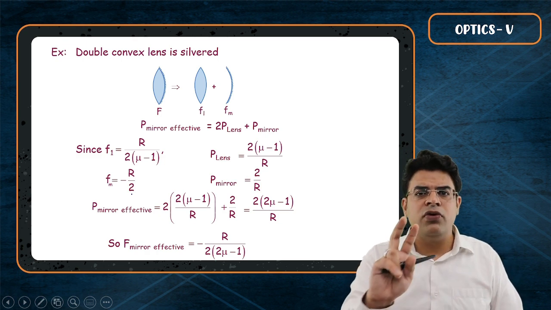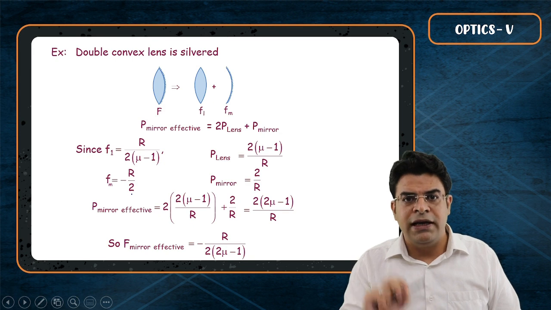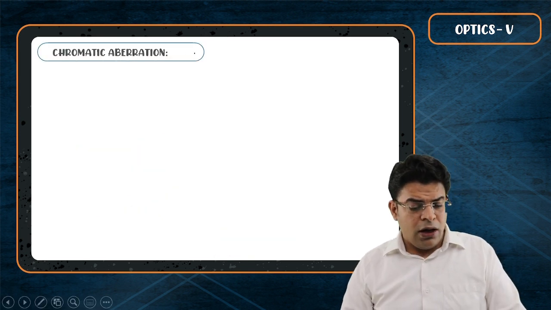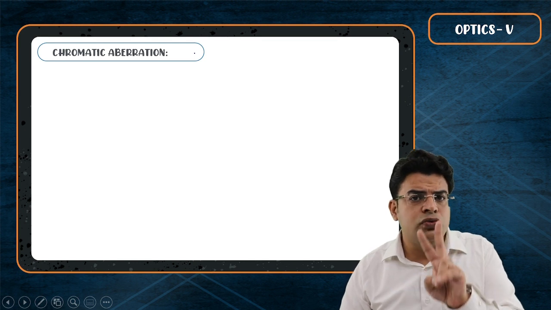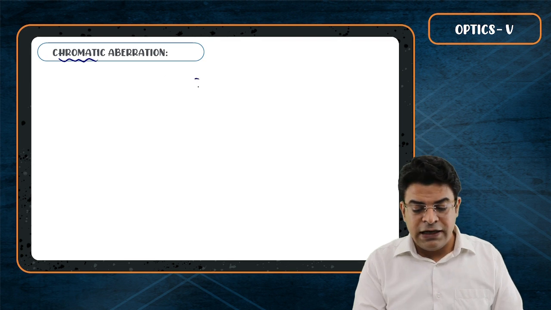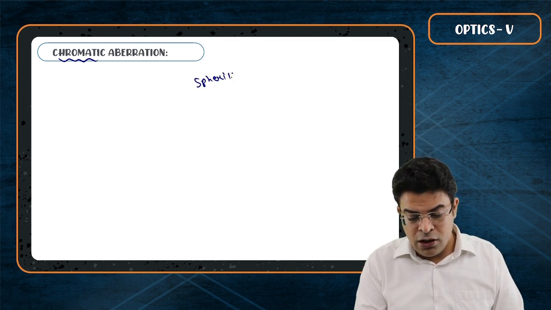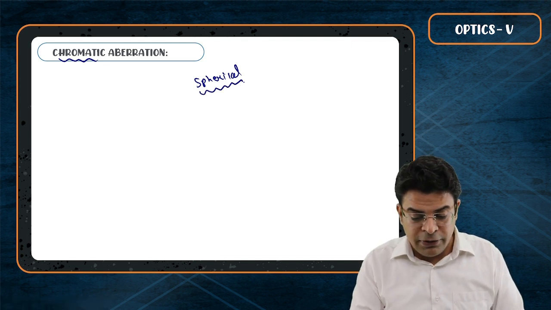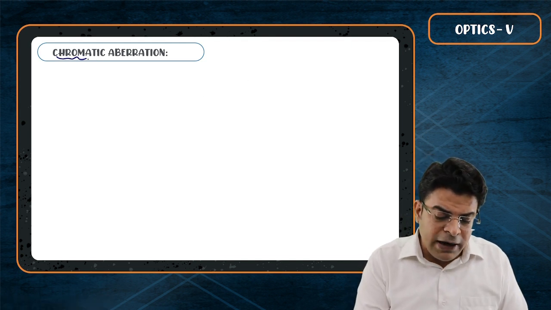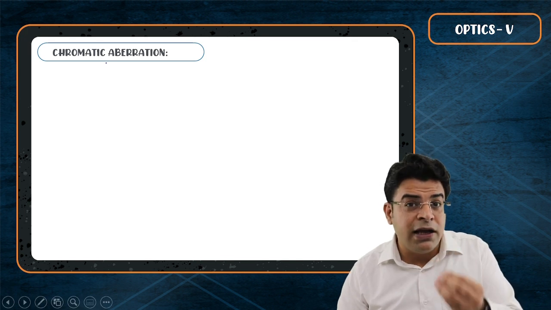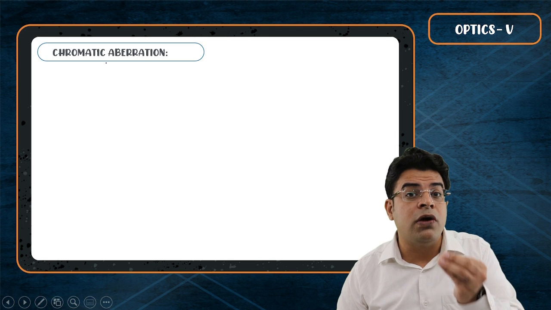Now there is one more small topic that we need to cover in lenses, and that is called aberration. Lenses produce two types of aberration: chromatic aberration as well as spherical aberration, while a spherical mirror produces only spherical aberration. What is the meaning of chromatic aberration? Chromatic aberration pertains to the aberration due to color.